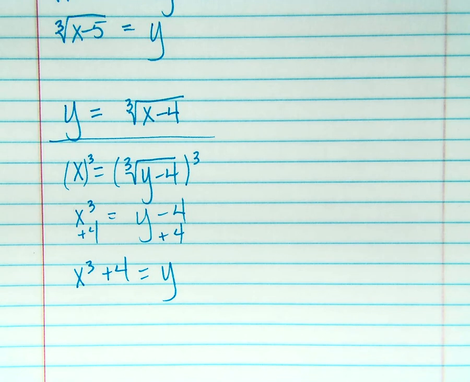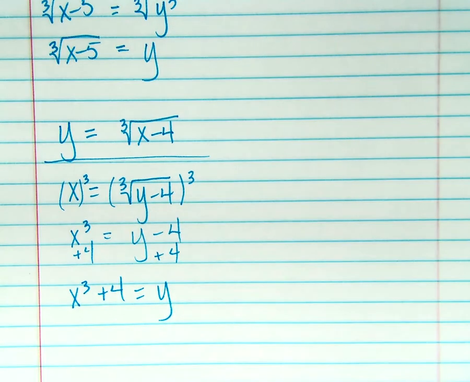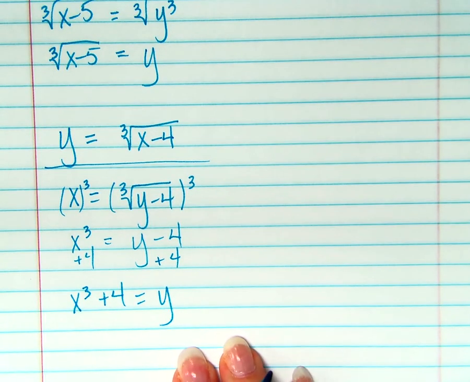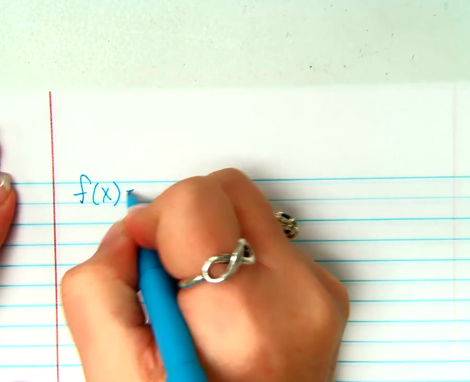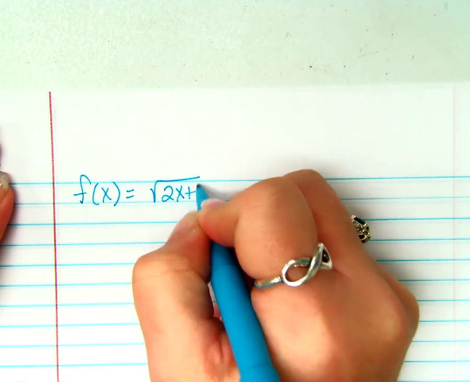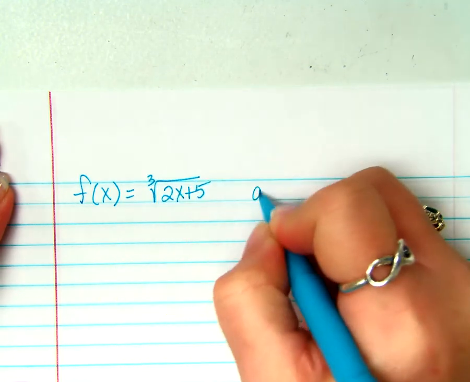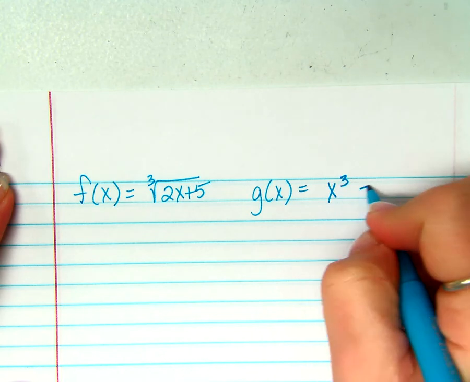Okay? Now, when we talked about inverses before, we said to find an inverse function, you switch x and y and solve for y. We've done that, right? I gave you 2 separate examples for that. The other thing that we did when we talked about inverse functions is I gave you 2 functions, like f of x equals, let's see, the cube root of 2x plus 5, and g of x equals x cubed minus 5.